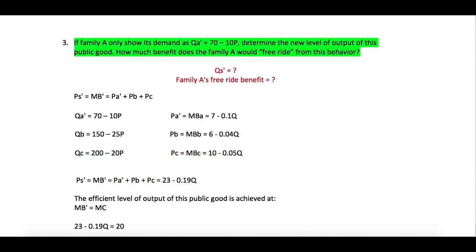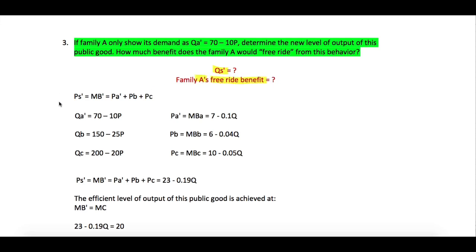Let's move to the third question. If family A only shows its demand as QA' equal to 70 minus 10p, what is the new level of output of this public good, and the free rider benefit for family A? We call the new level of output QS'. We need to determine this, and by that we can determine the free rider benefit of family A.